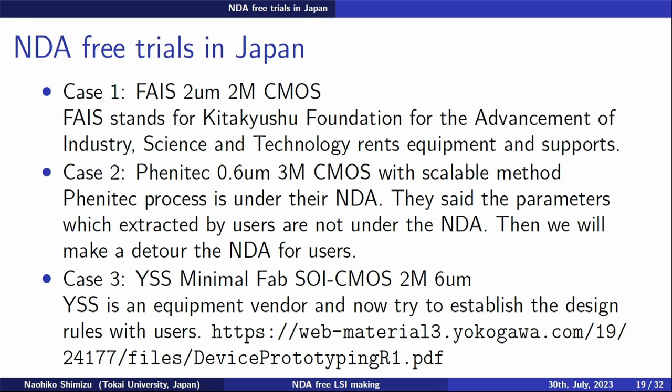And the third case is not studied yet, actually an ongoing project. YSS minimal fab is a very small capsule, a small chip on a capsule, that they say can get CMOS within 4 days. But the technology is very old, only 2 micrometer, 6 micrometer gate length. So the technology is very old, but for interaction, it is very suitable.